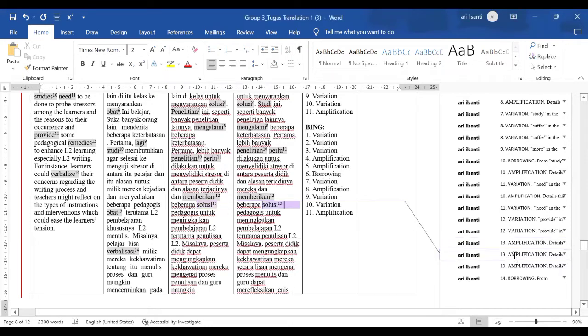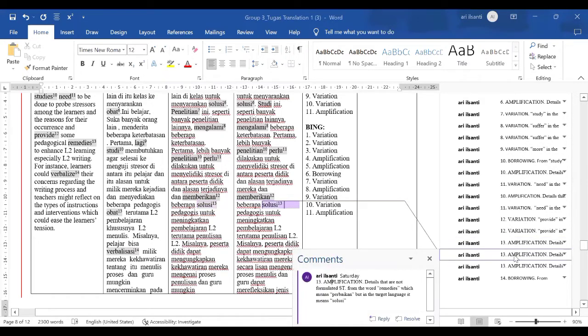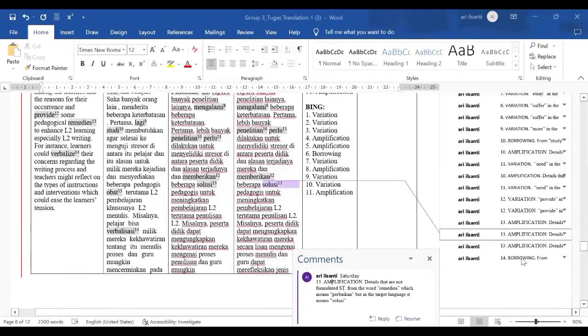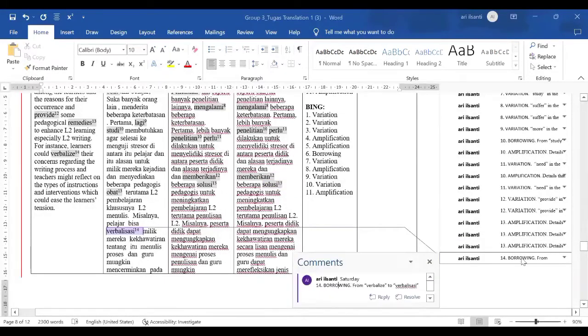And also in Bing translation, amplification. They formulate SL from the word remedies, which means perbaikan, but in the target language it means solusi. Next is verbalize. In manual translation, verbalize is borrowing from verbalize to verbalisasi.